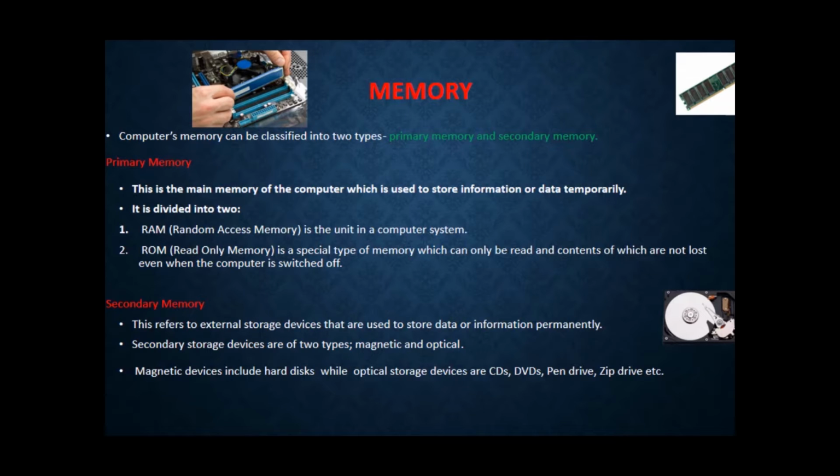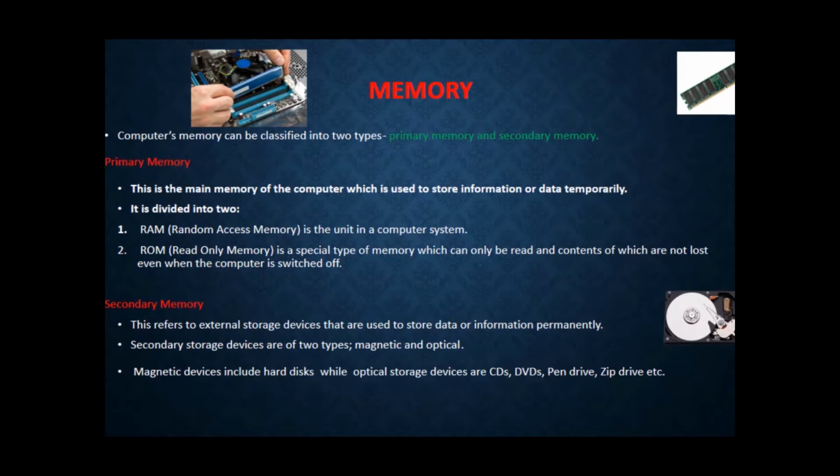Now, it is divided into two. There is RAM and ROM. Now, RAM stands for random access memory, while ROM stands for read-only memory. I hope we've gotten what primary memory is. Let's go to secondary memory.